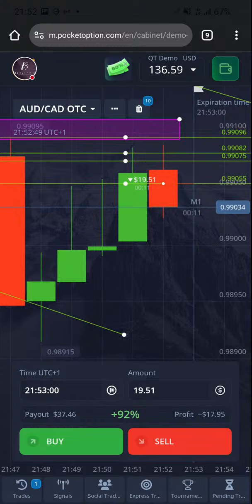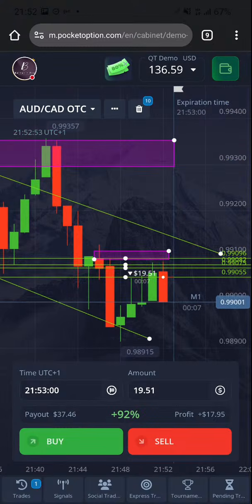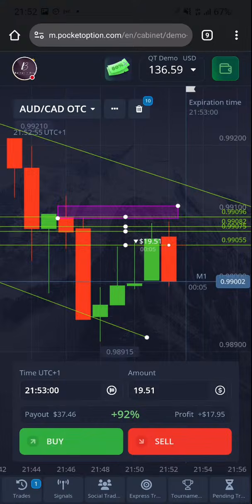Yeah, the time frame is 1 minute. We are trading the 1 minute time frame, and the trade time is also 1 minute. So, oh, fine, that's good. The fifth candle theory worked here.